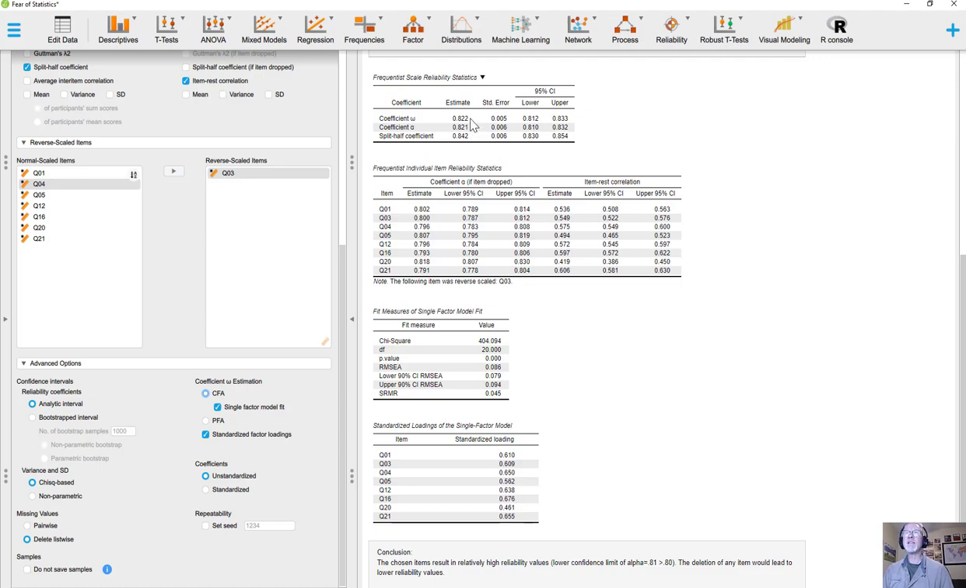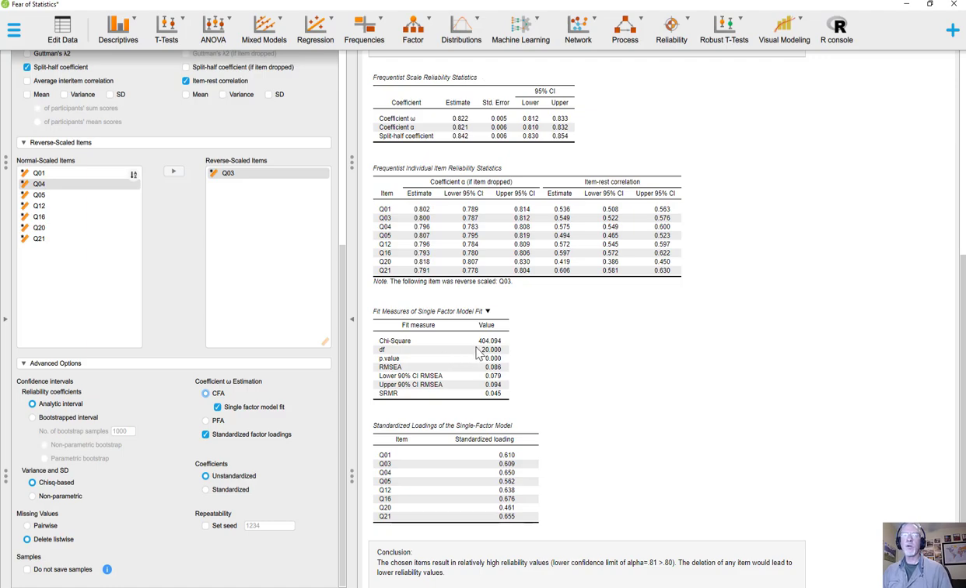Coefficient omega does not make the same assumption that the loadings have to be equal. It assumes that there should be one factor, a single factor. So this set of measures here is fit indices for a single factor model underlying the coefficient alpha that we're seeing.